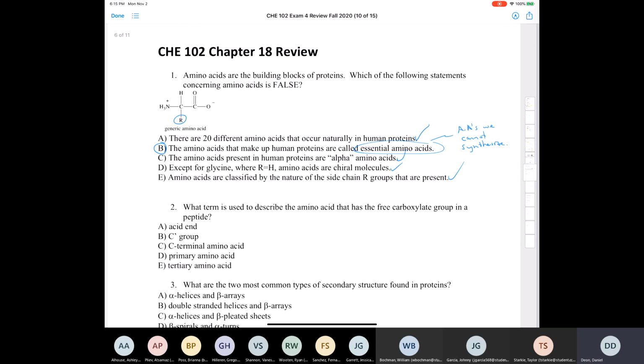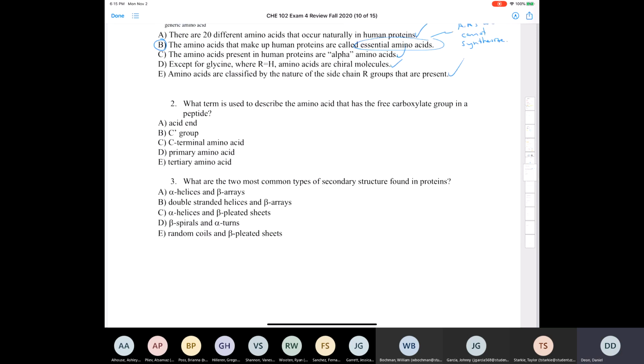Move on to number 2. What's the term that we use to describe the amino acid that has a free carboxylate group in the peptide? I went over this with you last lecture that we did online. Can anybody tell me? We have our NCC and our NCC. What do you call the end that has the free carboxylate group hanging off of it? Yeah, Stephanie's 100% correct. We call it the C-terminus, or the C-terminal, which is the way our textbook describes it.